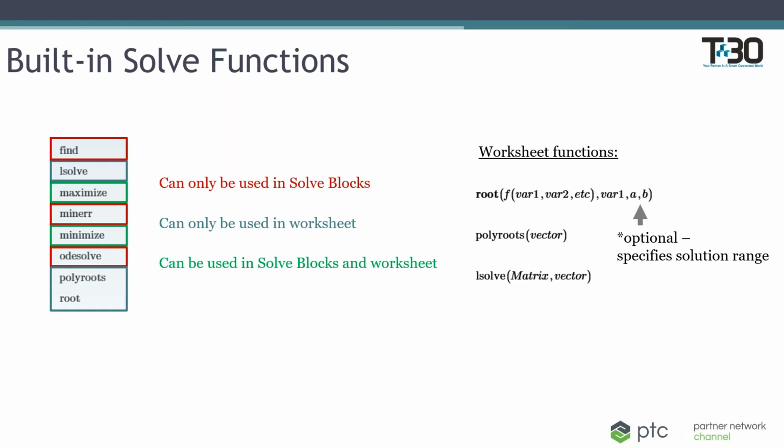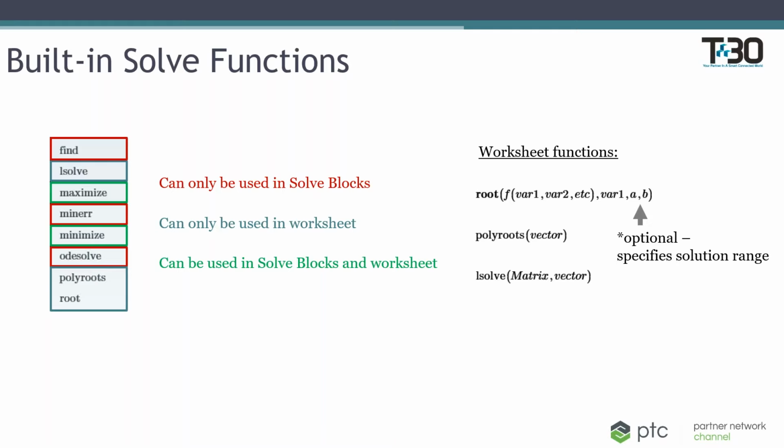We also have polyroots, and this takes a vector input. With the vector input, your first term is going to be your constant term. Your second term would be the coefficient that corresponds to, say, x. The third term would be a coefficient that corresponds to x squared, and so on. So this is very useful at solving polynomial equations. It will provide you with all the roots for that polynomial equation.